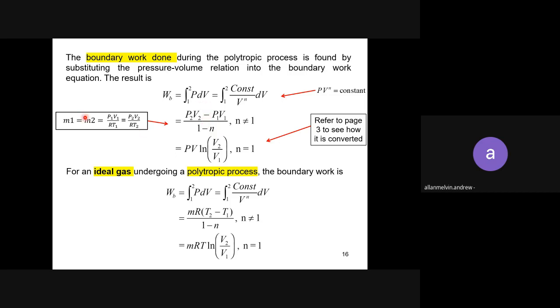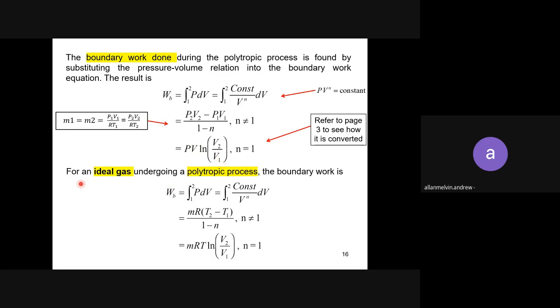Yeah, and this equation is also related to this. So if n cannot be 1. So kalau dia 1 minus 1, it becomes 0, then the equation becomes error. Okay, so it's error. So if the case is not 1, you take this; if the case is 1, then you take this. Okay, so you refer to page 3 earlier. So from the derivation, PV equals to PV times ln V2 over V1.